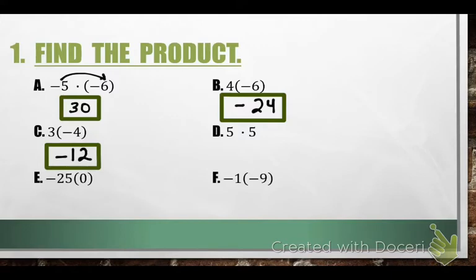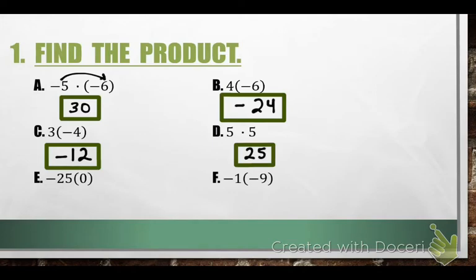5 times 5. What do you think? 25, all right? That one was a very simple one because we had no negative signs there. So if there are 0 negative signs, then my answer has to be positive because 0 is positive. Or it's just a normal problem, 5 times 5. Let's go on to the next one.